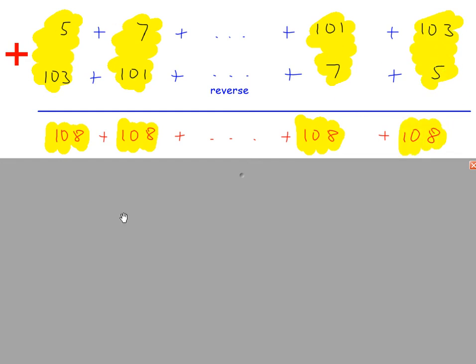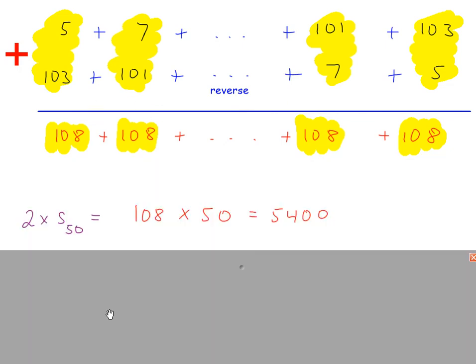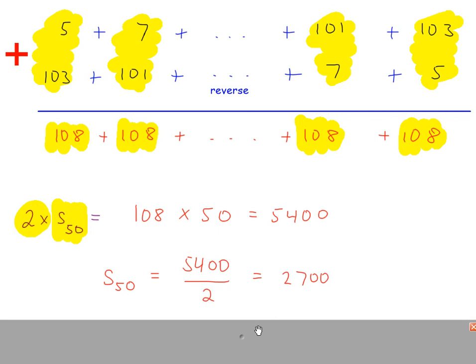If I add up all these 108s here, I will have added the series twice, so I know I have to divide by 2 at the end. But how many of these are there? How many 108s do we have? There were 50 terms in the series, so they are 50 lots of 108. So the sum of 50 terms, but we've got 2 lots of the series, so multiply that by 2. 108 times 50 terms is 5,400, and then divide by 2, we get 2,700.